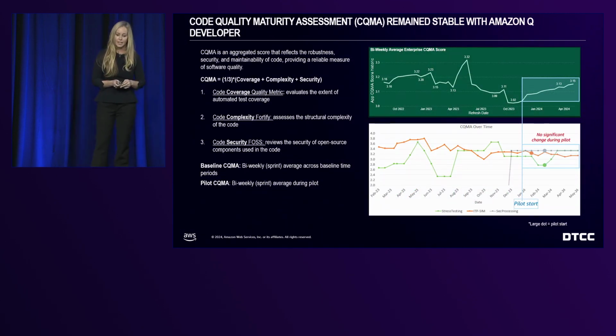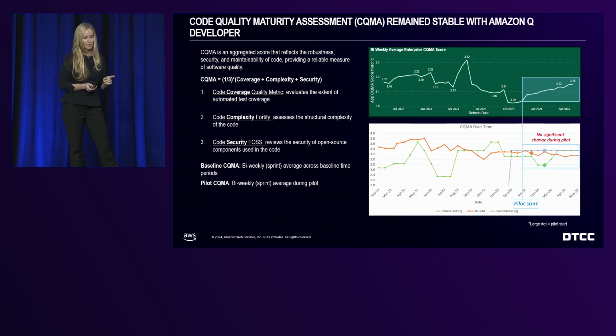We measured next code quality maturity assessment, that's CQMA. It remains stable with Amazon Q Developer, and these are the charts to the right. The chart to the upper right is the average enterprise CQMA score. And you can see that we introduced the tool in Q1 2024. That's indicated by the blue line going across both of the charts. And you can see that the average CQMA increased by approximately 5 percentage points as the tool was introduced.